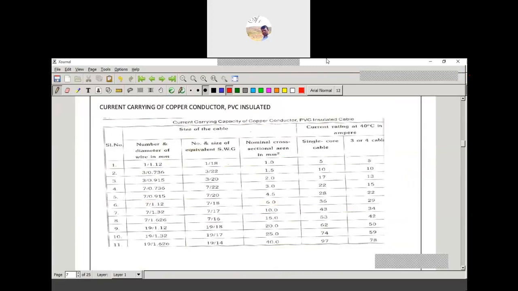Here is the standard wire gauge number. Based upon size, you can ask how many strands it will have, how much area, and how much diameter. Based on that it is the SWG, such as 20 SWG, 0 SWG, 1 SWG.